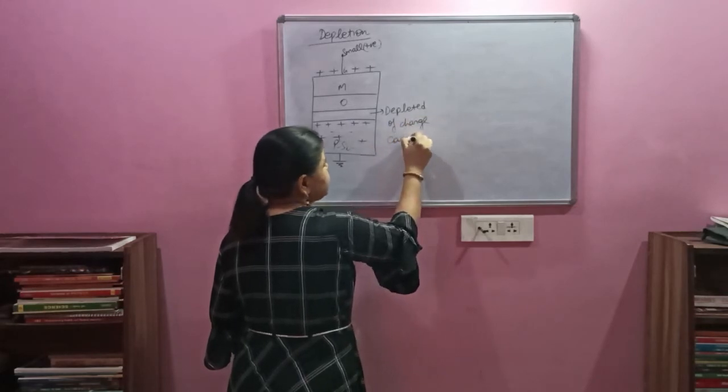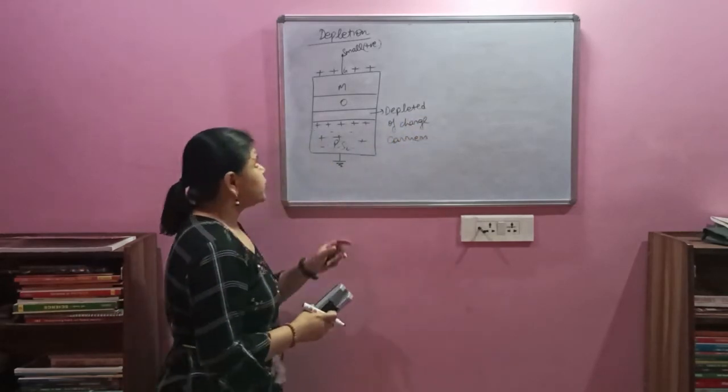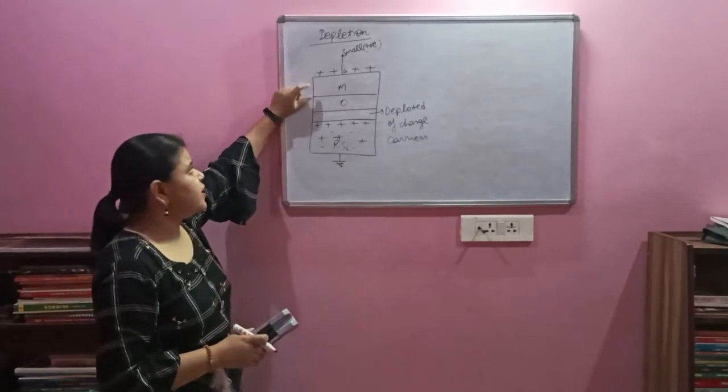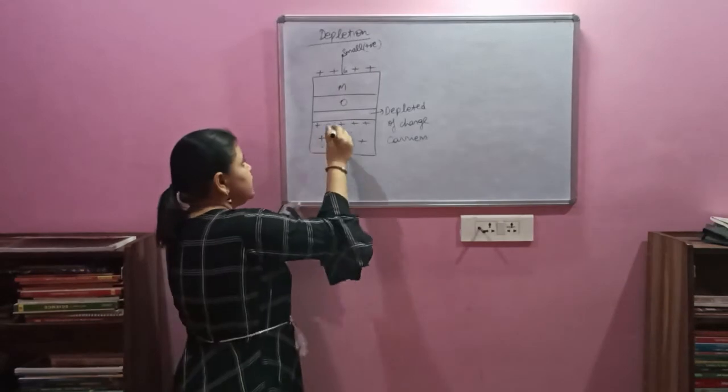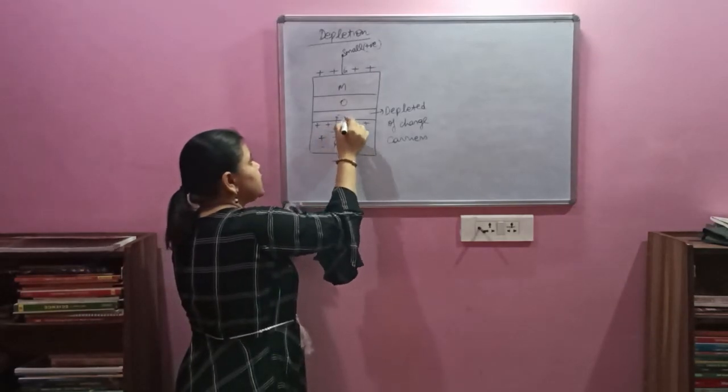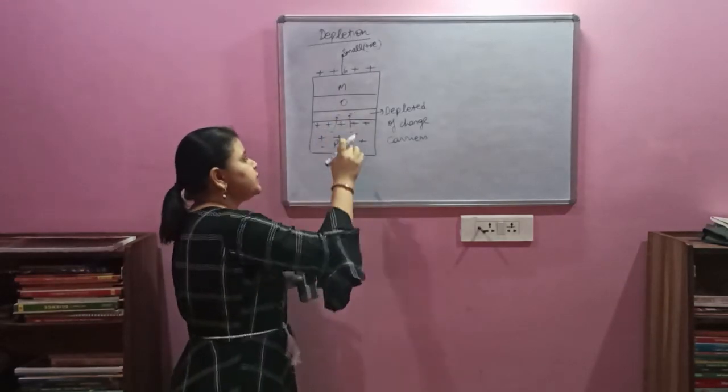Now here one question again arises. If the positive voltage is applied at the gate, why only the positive charge repel down? Why are the minority electrons not coming over here? What's the reason behind it?